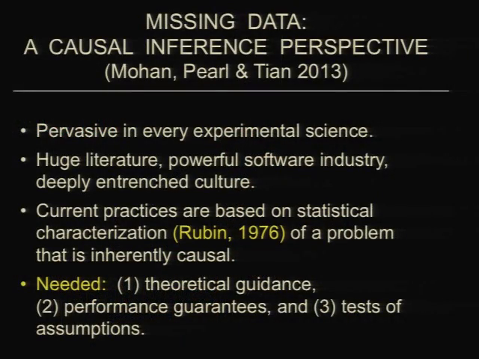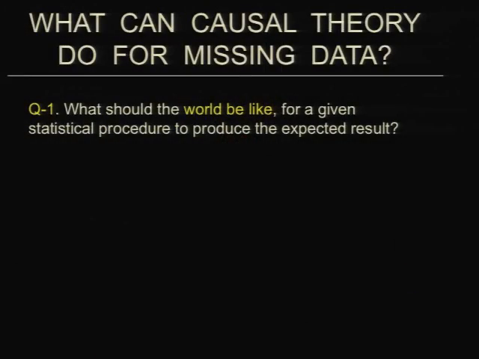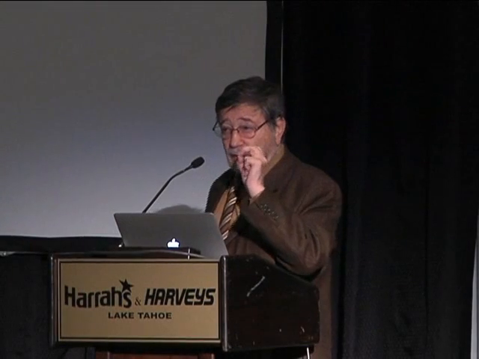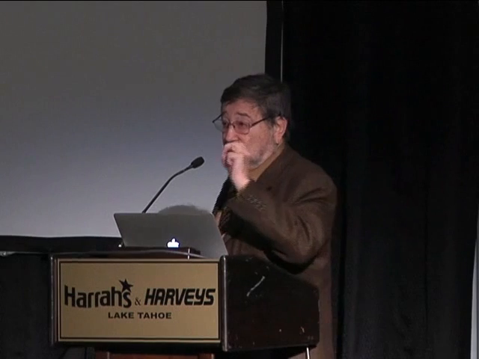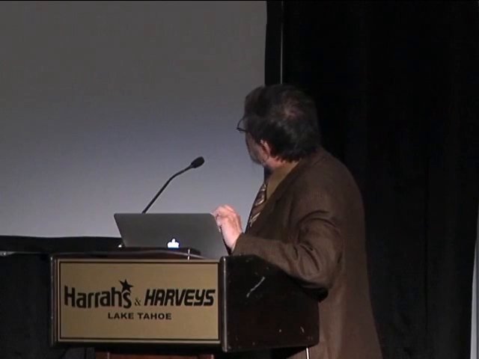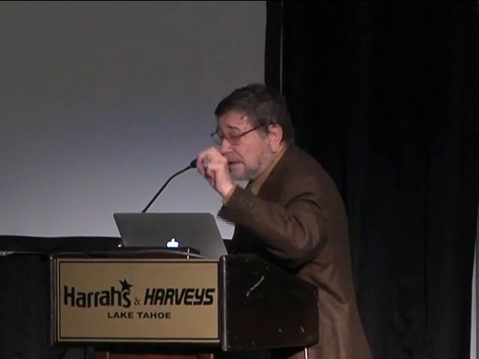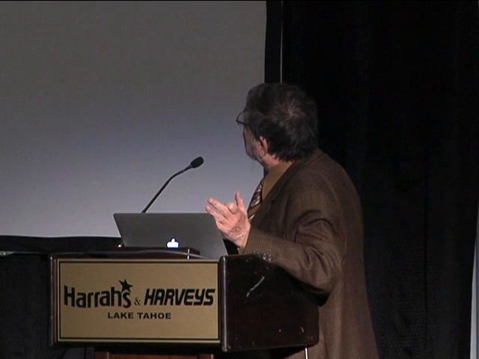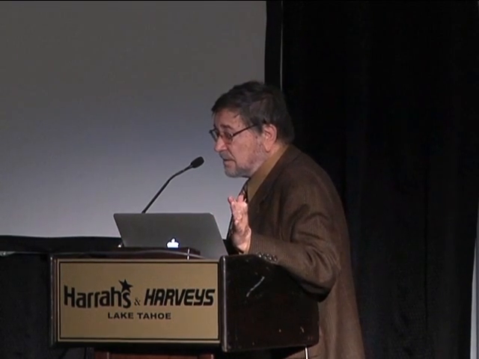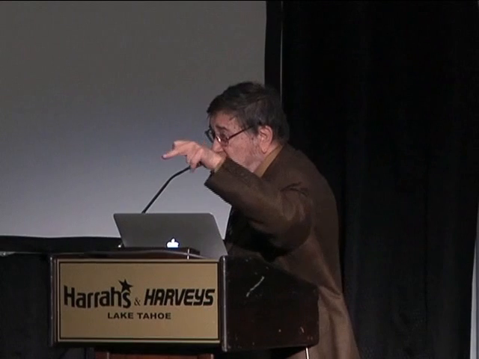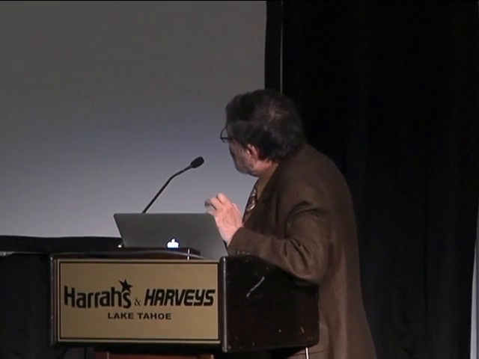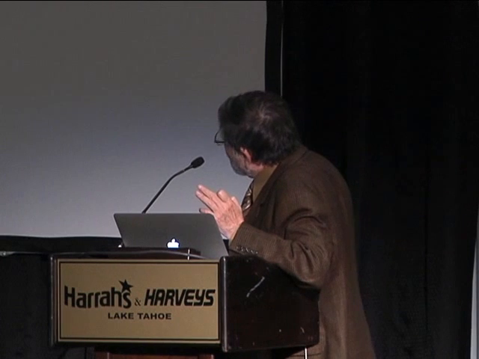So what we need now is a theoretical guidance and the performance guarantee and test of the assumptions. And this is what graphs contribute here, or not only graphs, but causal analysis, a basic change of paradigm. We want to understand what the world will be like for a given missing data procedure to produce the expected result. Not the data, the world, reality. And can we tell from the postulated world whether any method can produce a bias-free result and how?